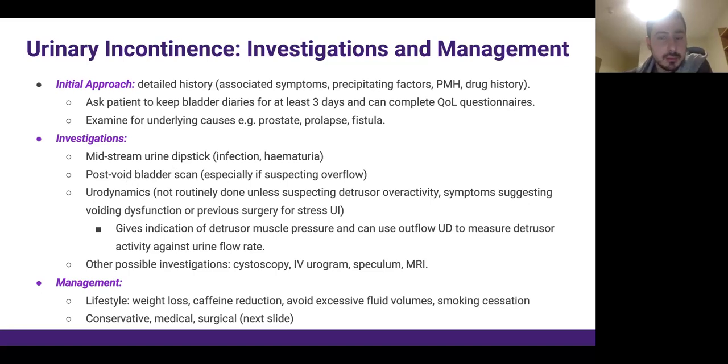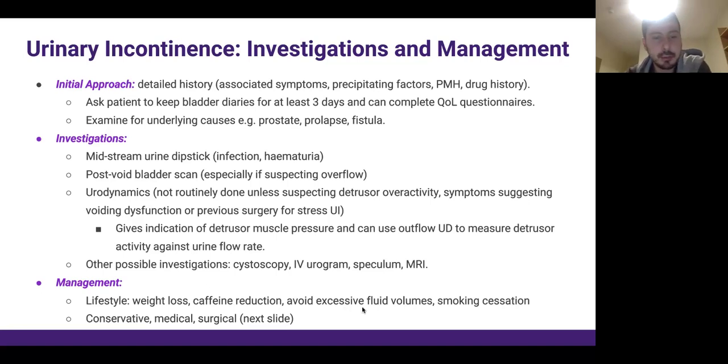And moving on from this, urodynamics can be really useful for urge and overflow incontinence because it looks at the pressures inside the muscles and the bladder and also the rate of outflow. These are quite complicated tests that can be interpreted by urologists to try and give an idea of what the pathophysiology is.